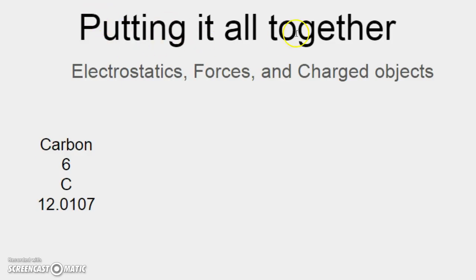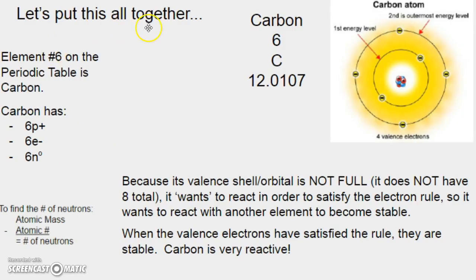So this lecture is going to put everything we've done so far with electrostatics, forces, and charged objects together. Let's start off by looking at an atom. Element number 6 on the periodic table is carbon. The periodic table tells me carbon is the name, 6 is the atomic number, C is the symbol, and 12.0107 is the atomic mass.